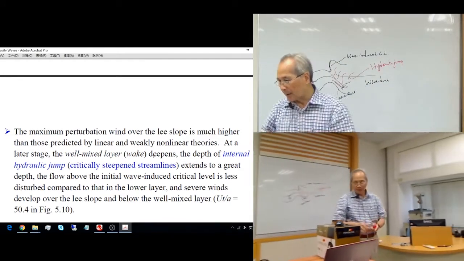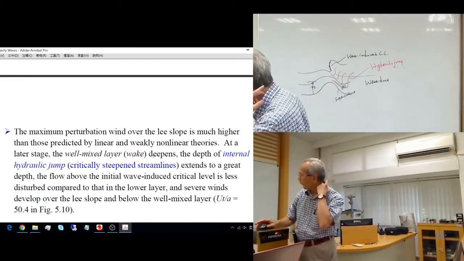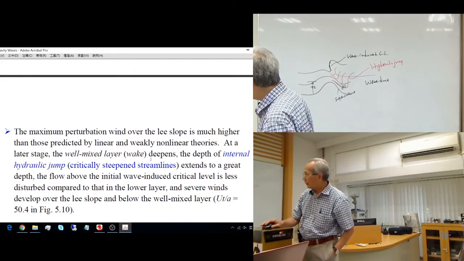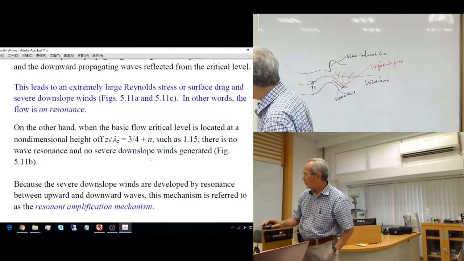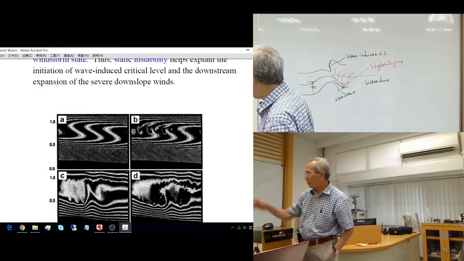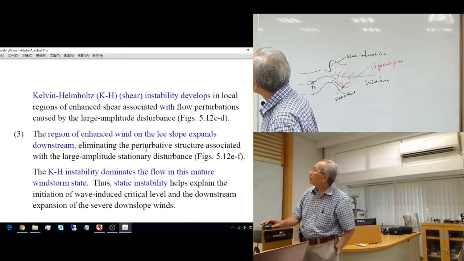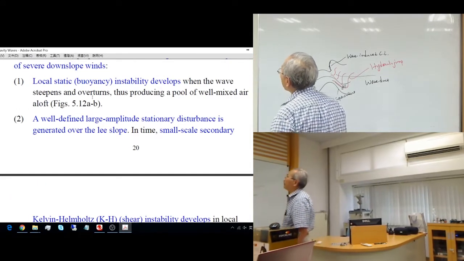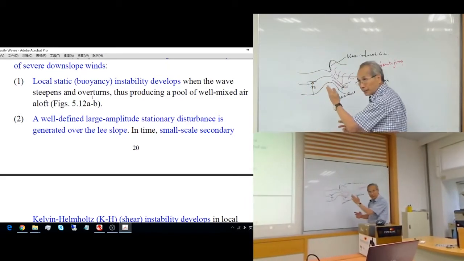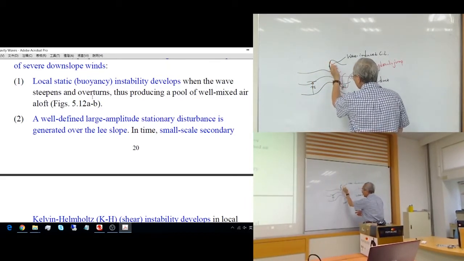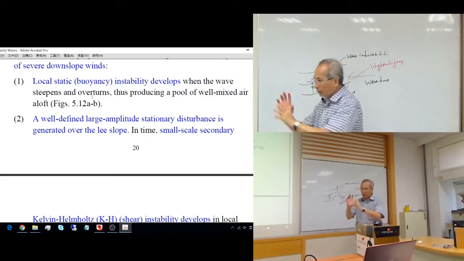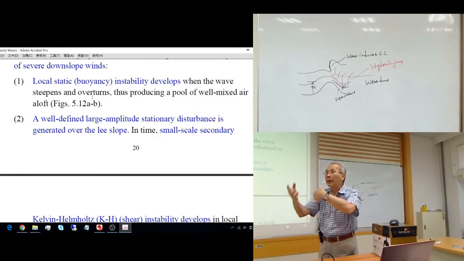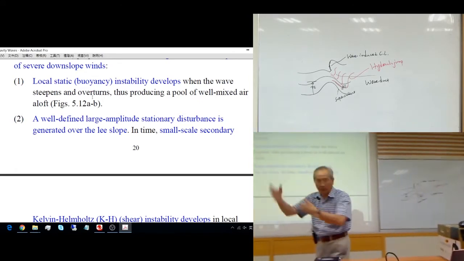As I said, Shinoka and Peltier's paper has a very good discussion of this theory. Here now we have it. So here, look. First, a local static instability develops, because as I said yesterday, when you overturn, this means the cold air will be going on top of the warm air. So then you get upside down.